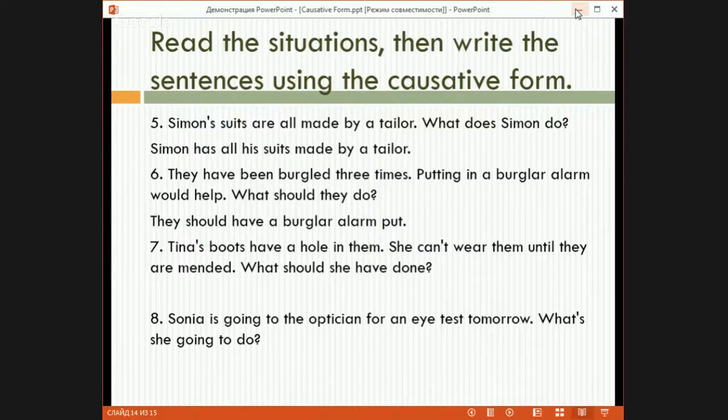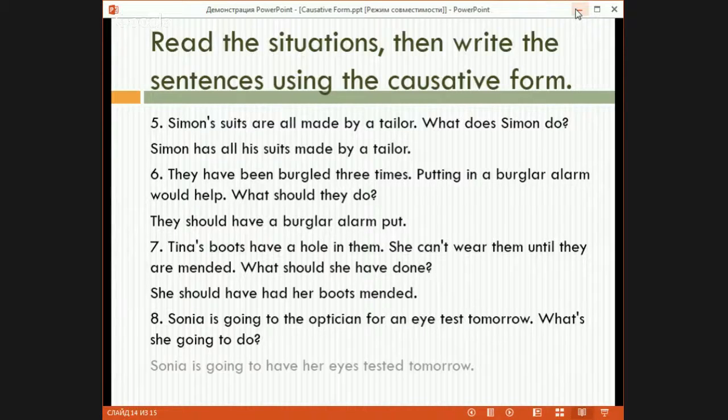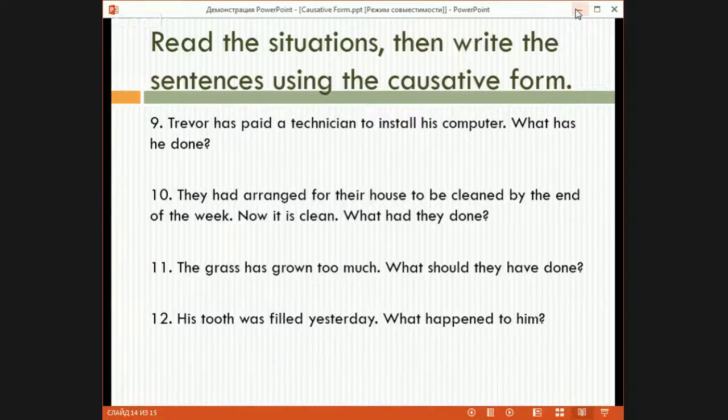Tina's boots have a hole in them. She can't wear them until they are mended. What should she have done? She should have had her boots mended. Sonia is going to the optician for an eye test tomorrow. What is she going to do? She's going to have her eyes tested tomorrow. And the last. Trevor has paid a technician to install his computer. What has he done? Trevor has had his computer installed.